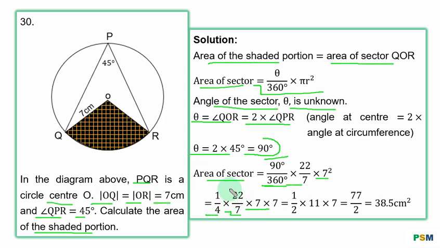You divide 22 and 4 by 2. You have 2, 11. 7 cancel 7. You are left with this 7. When you multiply, you have 77 over 2, which is equal to 38.5 square centimeters.